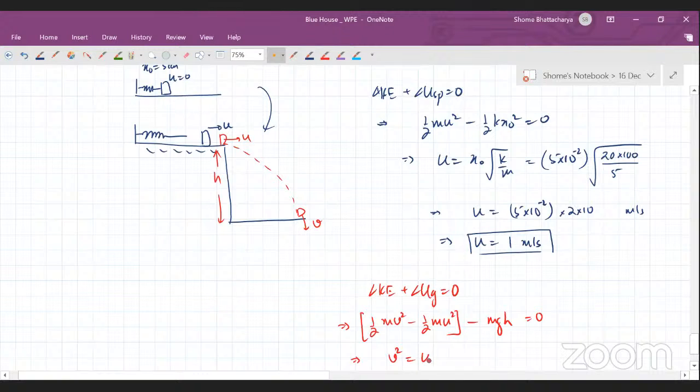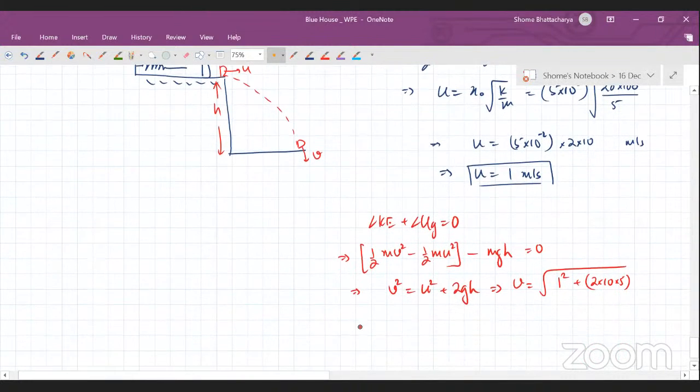v square will become u square plus 2gh. So v will become square root of 1 square plus 2 into 10 into whatever height I had given. So this v will become square root of 101 meters per second. So nearly 10 meters per second. Very close to 10 meters per second. Slightly greater than 10.